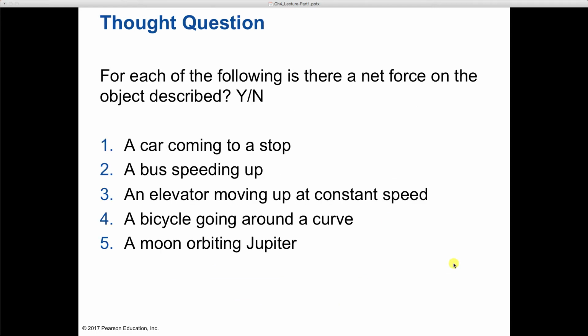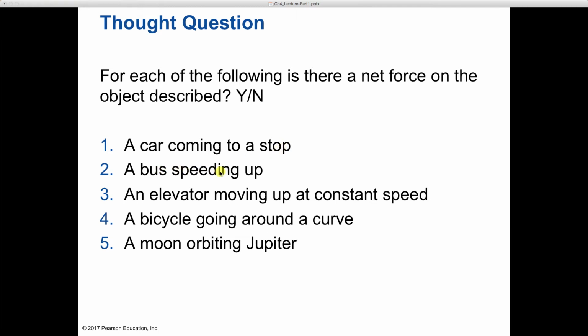So here's a thing to think about. We'll come back to torque in a minute, but thinking about force, for each of the following, is there a net force on the object described? So a car coming to a stop. Is the momentum changing? That's what you want to ask. Is the momentum changing? And if you say yes, then there must be a net force acting on the object. The car is coming from some speed to a stop, meaning no speed. So there must be a force.